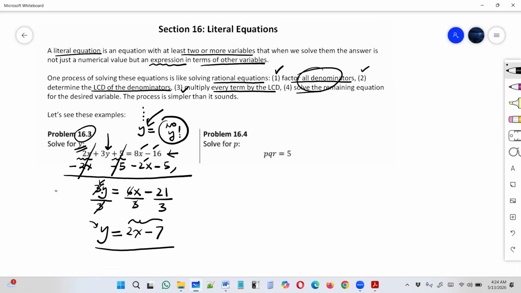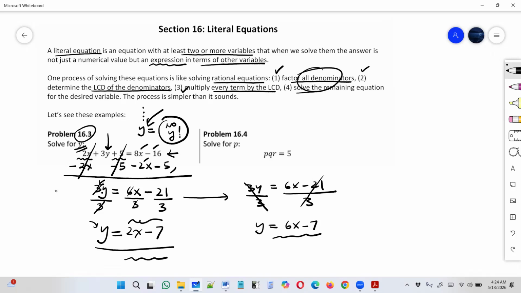Now, let me give you a word of caution right here. At this point, sometimes a student will do this. Divide 3 here and divide 3 there. They correctly cancel the 3 on the left side, but then on the right, they just do this, and they write the final answer as that. Notice that this is not the same as my answer.